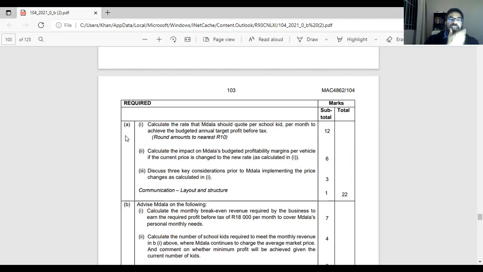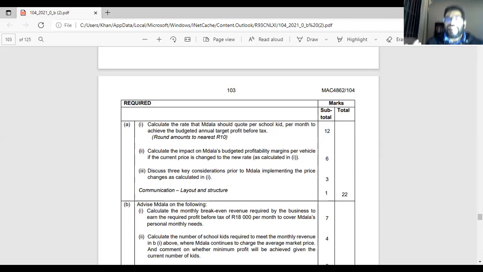Now the question would be, how do we get break-even revenue? Break-even revenue is, I'll share it now with you. Let me just open up Excel. So it's important to understand the question. They ask you, calculate the rate that Madonna should quote per school kid per month to achieve the budgeted annual target profit before tax. Okay, so the first thing, calculate the rate.